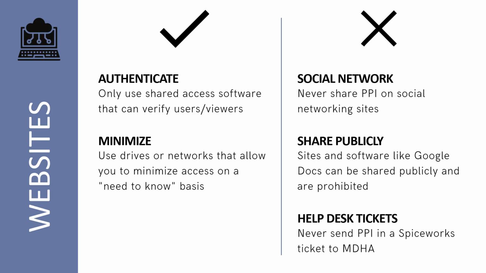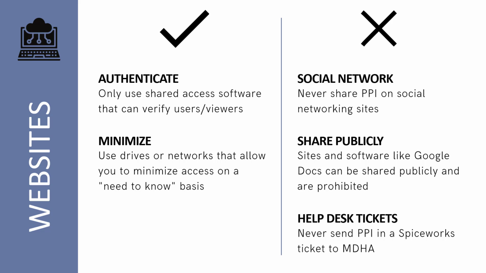Websites. Only use shared access software and websites that can verify users or viewers of the information inside. This means that someone has to sign in or log in to view the information. If possible, use drives or networks that allow you to minimize access on a need-to-know basis. This means that only certain people on your team might be able to see a certain folder or document containing client PPI. It's important to never share PPI on social networking sites.